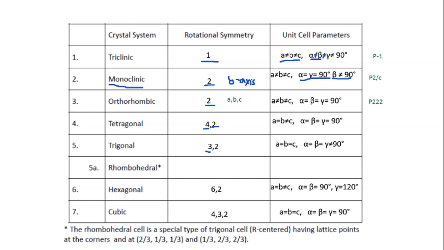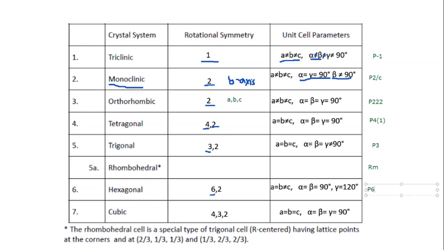Hexagonal is very easy to identify because the primary rotational symmetry in hexagonal is always sixfold symmetry. So for these, for tetragonal, it could be P4 1. Trigonal could be P3. Rhombohedral could be something like R3m, so it has a mirror plane. Hexagonal, P6.